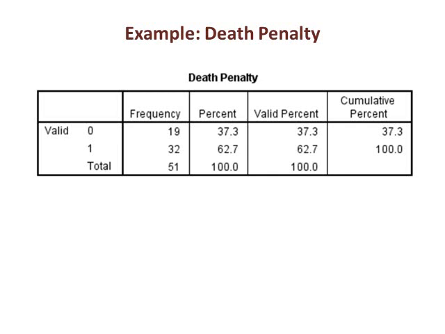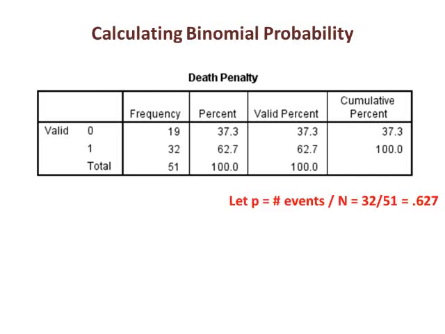Whether a state has the death penalty is an example. Out of the 50 states and the District of Columbia, 32 have the death penalty and 19 do not. We will use this example to understand how binomial probabilities are calculated. We begin by defining a couple of terms.